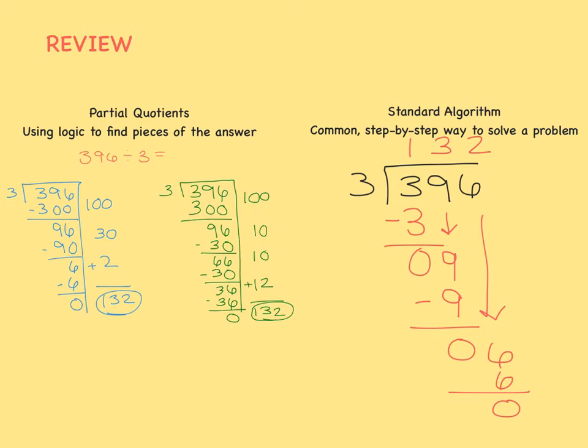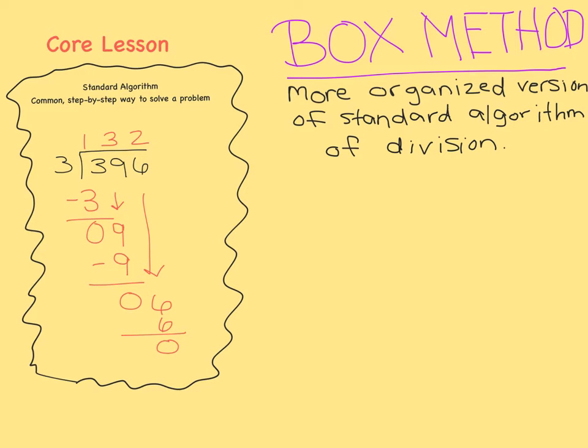Standard algorithm is great, but there's a lot of steps to remember. There's a lot of bringing digits down and subtracting and then multiplying. Instead, I'm going to show you how to do standard algorithm in a way that it's organized better to help you keep track of the steps. I'm going to show you how to do the box method.